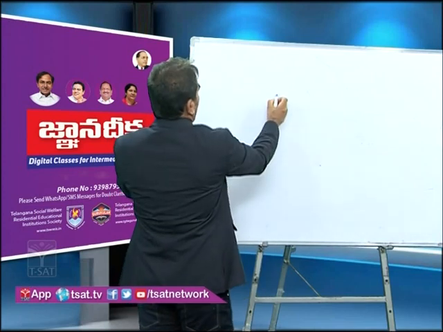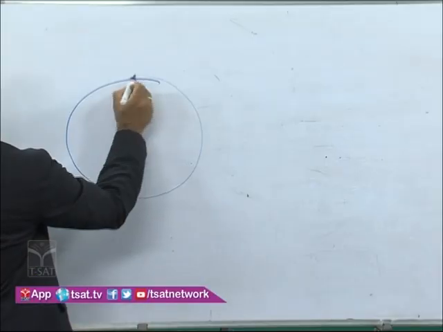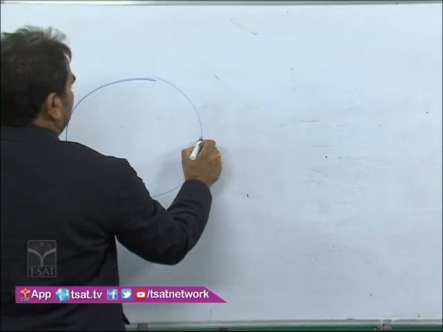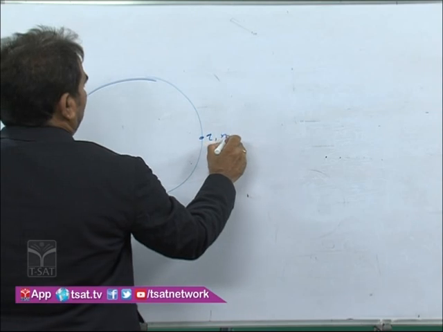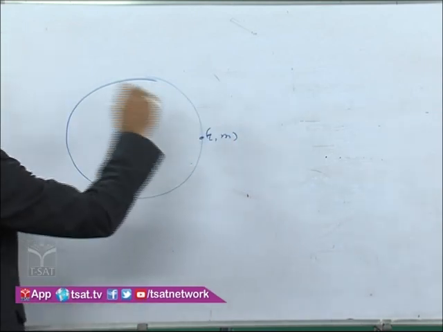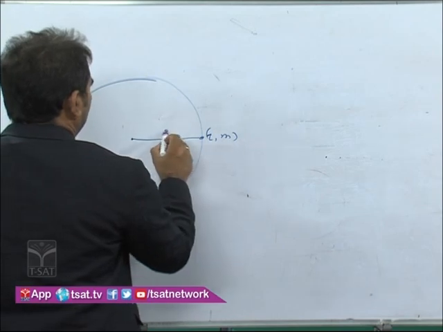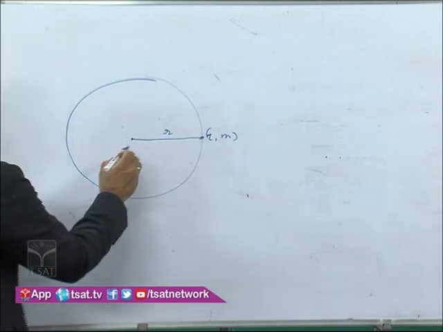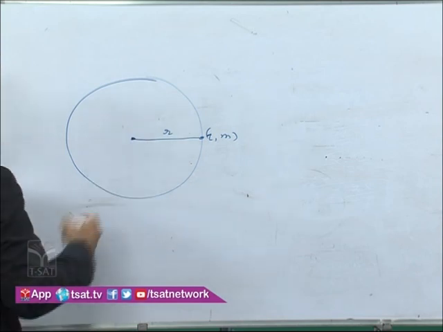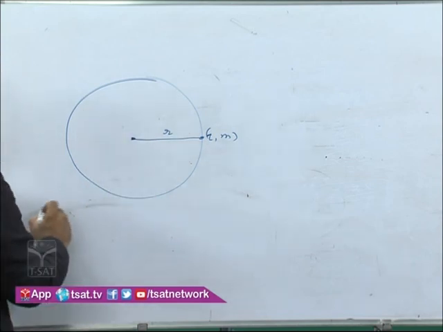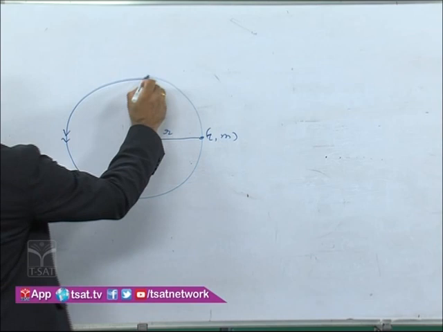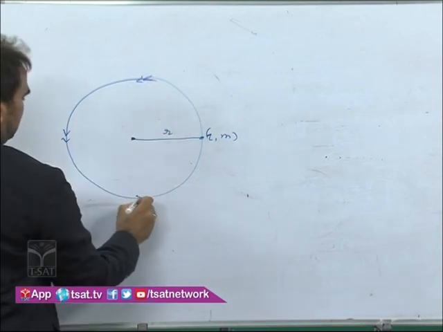Suppose we consider a charged particle of charge q and mass m, which is revolving in a circular path of radius r. Then the magnetic moment at the center is given by the following, with the particle revolving in the direction shown.